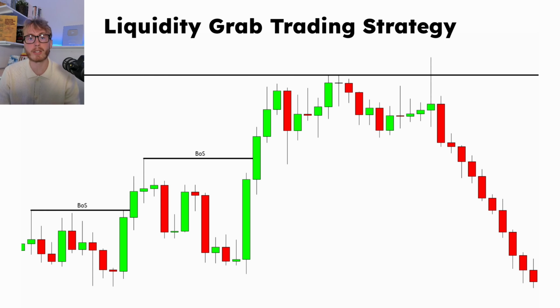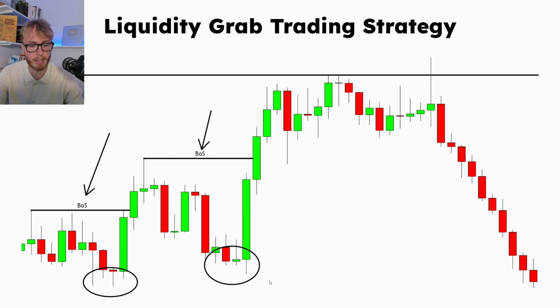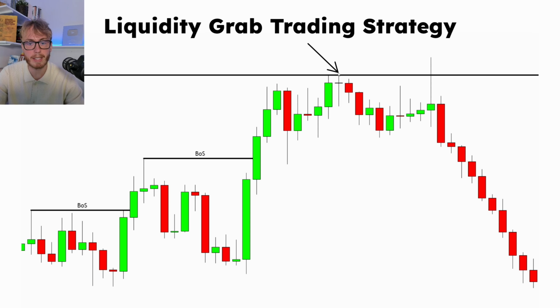Alright, so now let's take a look at how to trade liquidity grabs. And the first thing we can notice about this chart is that we are in an uptrend because the price continues to break structure while at the same time maintaining the lows. Right here we printed a new high. But here, on this green candle, we can see something very interesting.